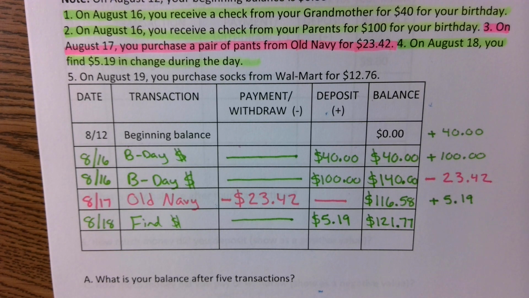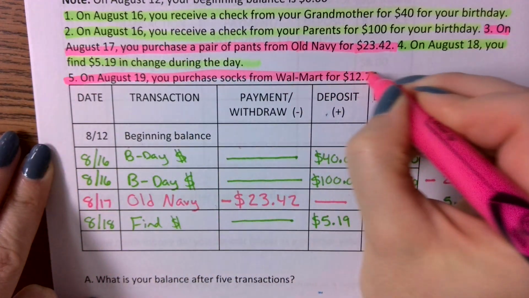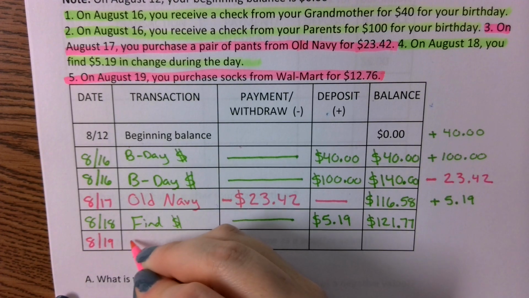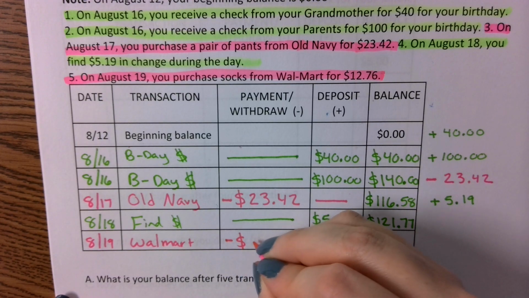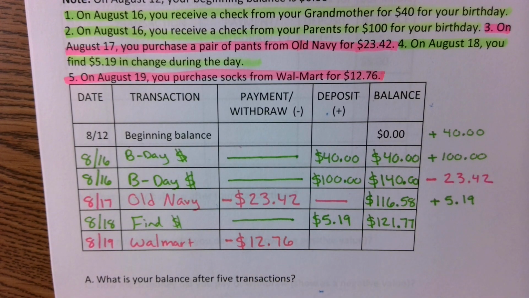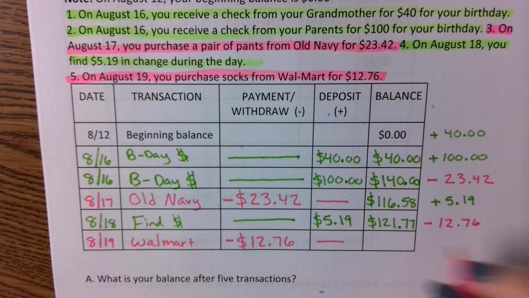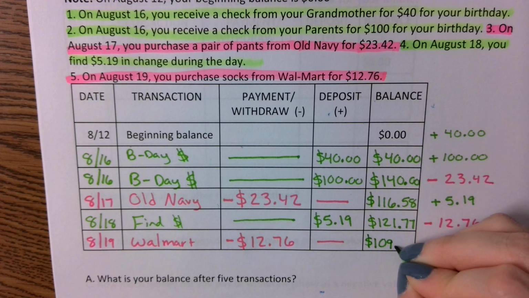Okay, our last transaction, August 19th. We went shopping again. We went to Walmart, we bought some socks. Okay, so subtraction, right? That's going to be a withdrawal, a negative in our account. So on 8/19, we went to Walmart. We spent $12.76. So we're going to subtract $12.76 away from our account, but we're still going to have money in our account. We still have $109.01 in our account.